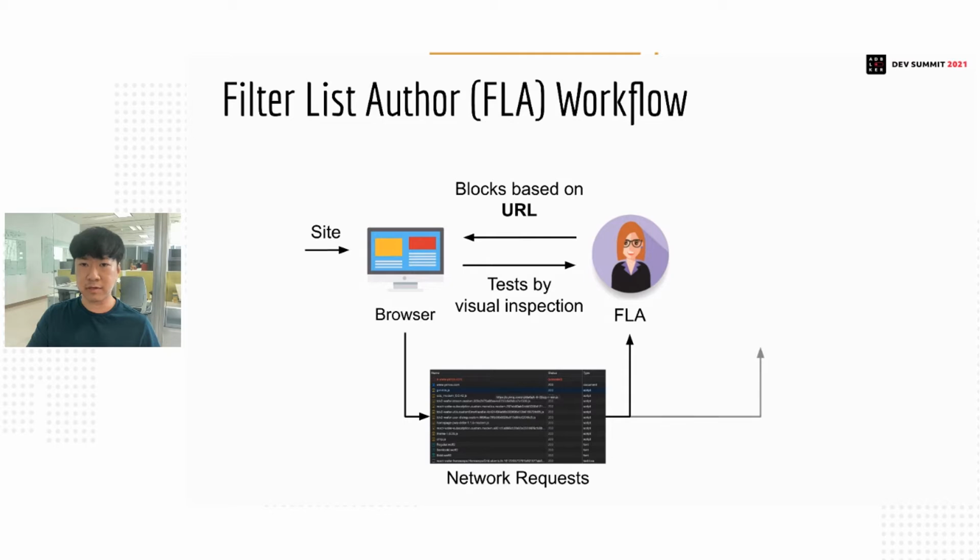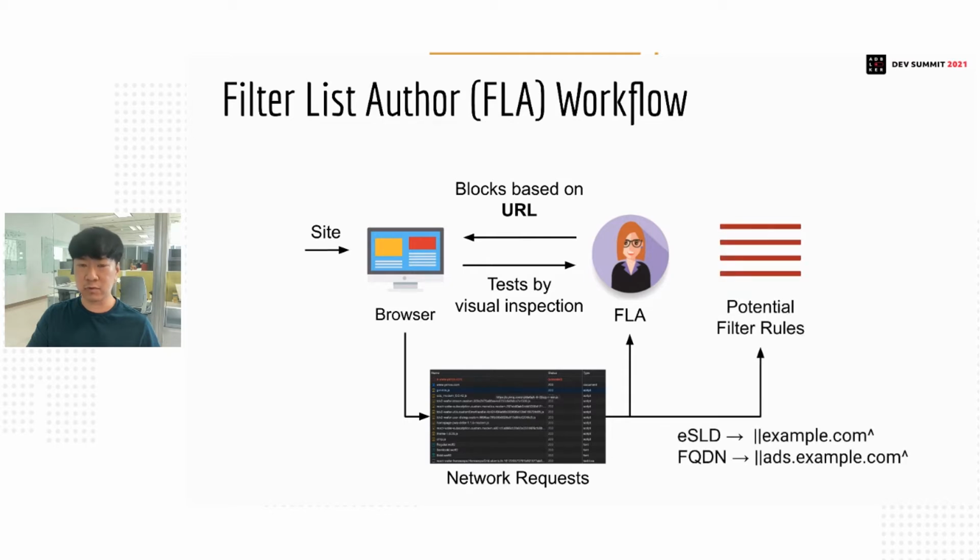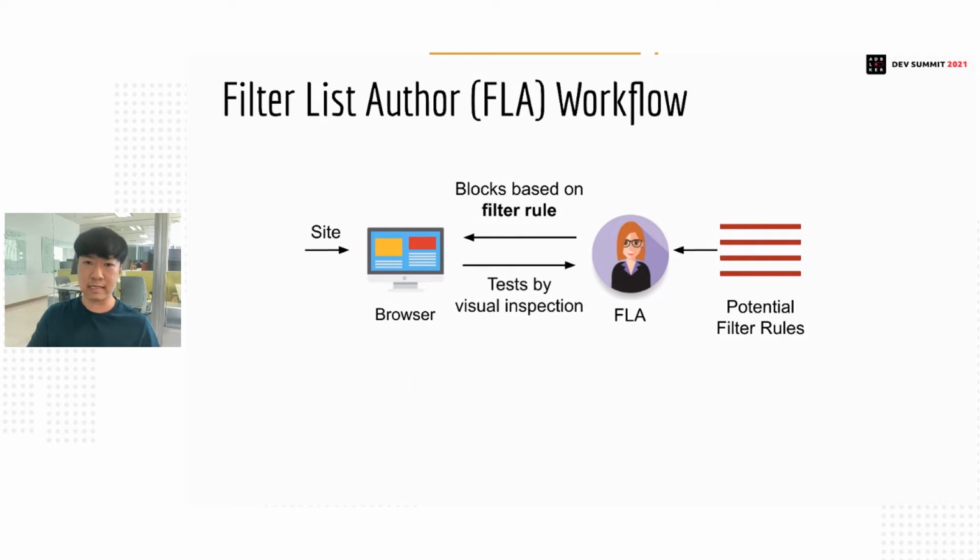And next, they'll have to generate basically potential filter rules. Now, of course, there's many different ways that you can write network blocking filter rules. For example, by effective second-level domains like example.com, or more specific like ads.example.com here. And then once again, they'll have to select a filter rule one at a time. They'll apply it on the site, and then they'll visually inspect it again. And they'll do this process over and over until they are able to finalize a list of filter rules that are good for that site.